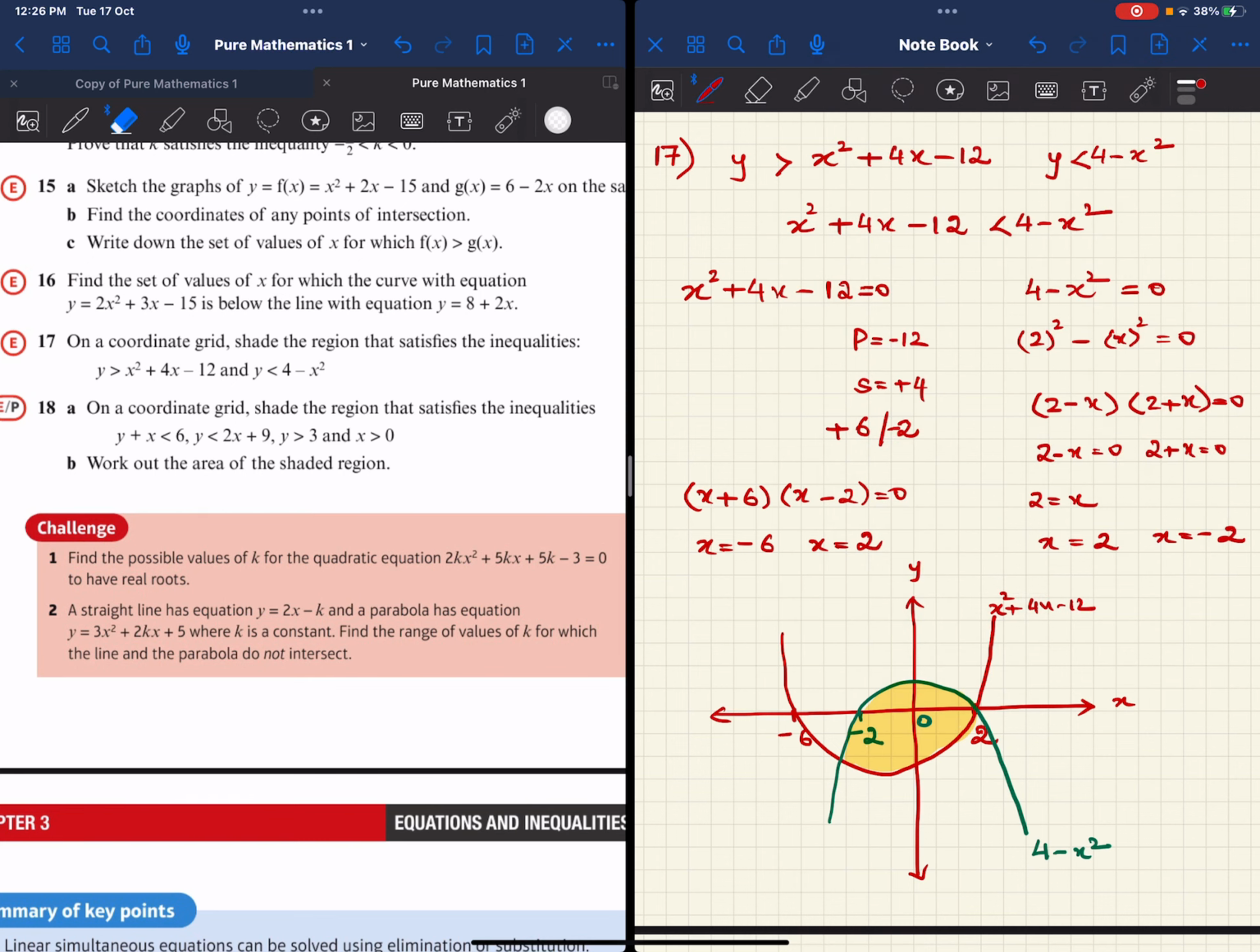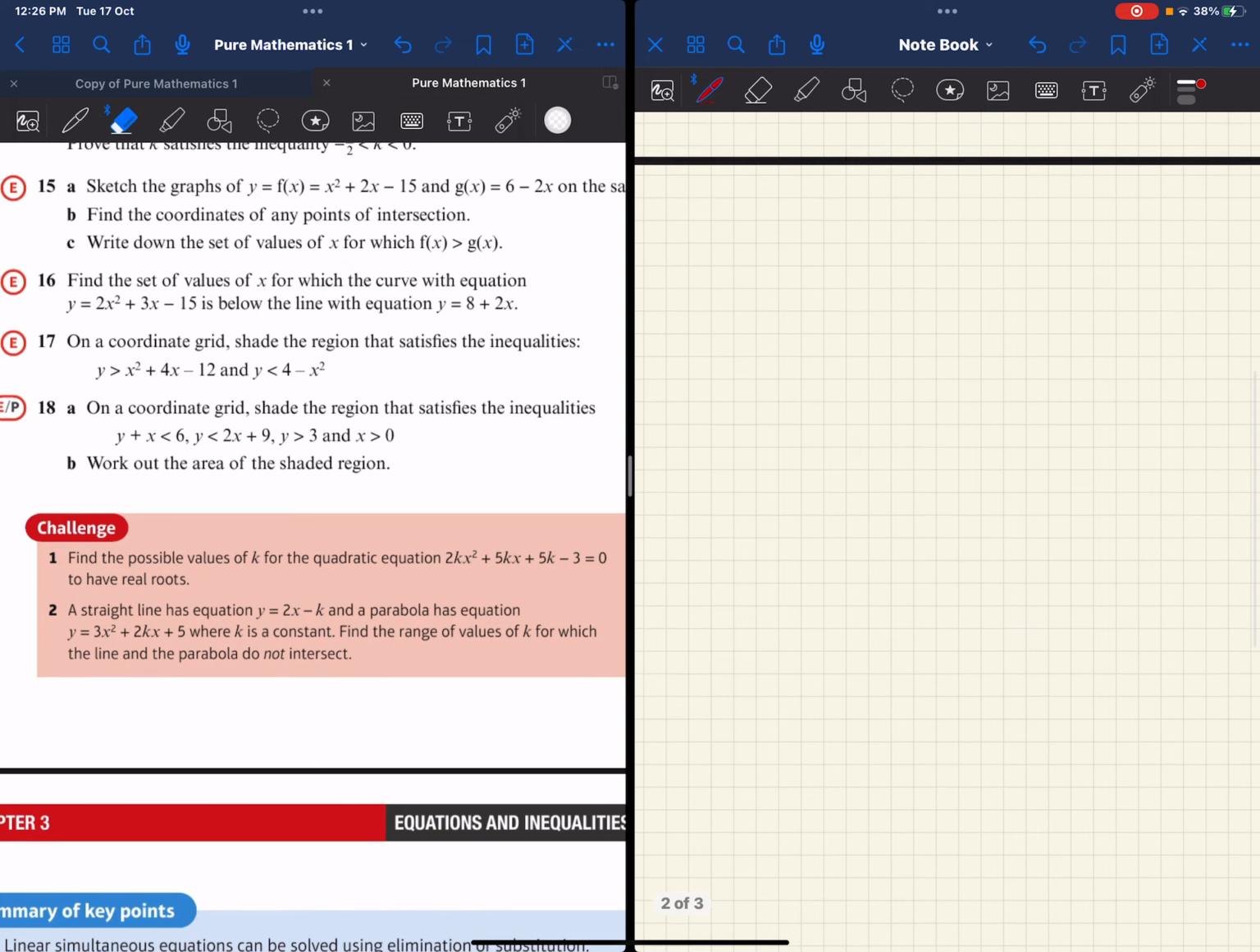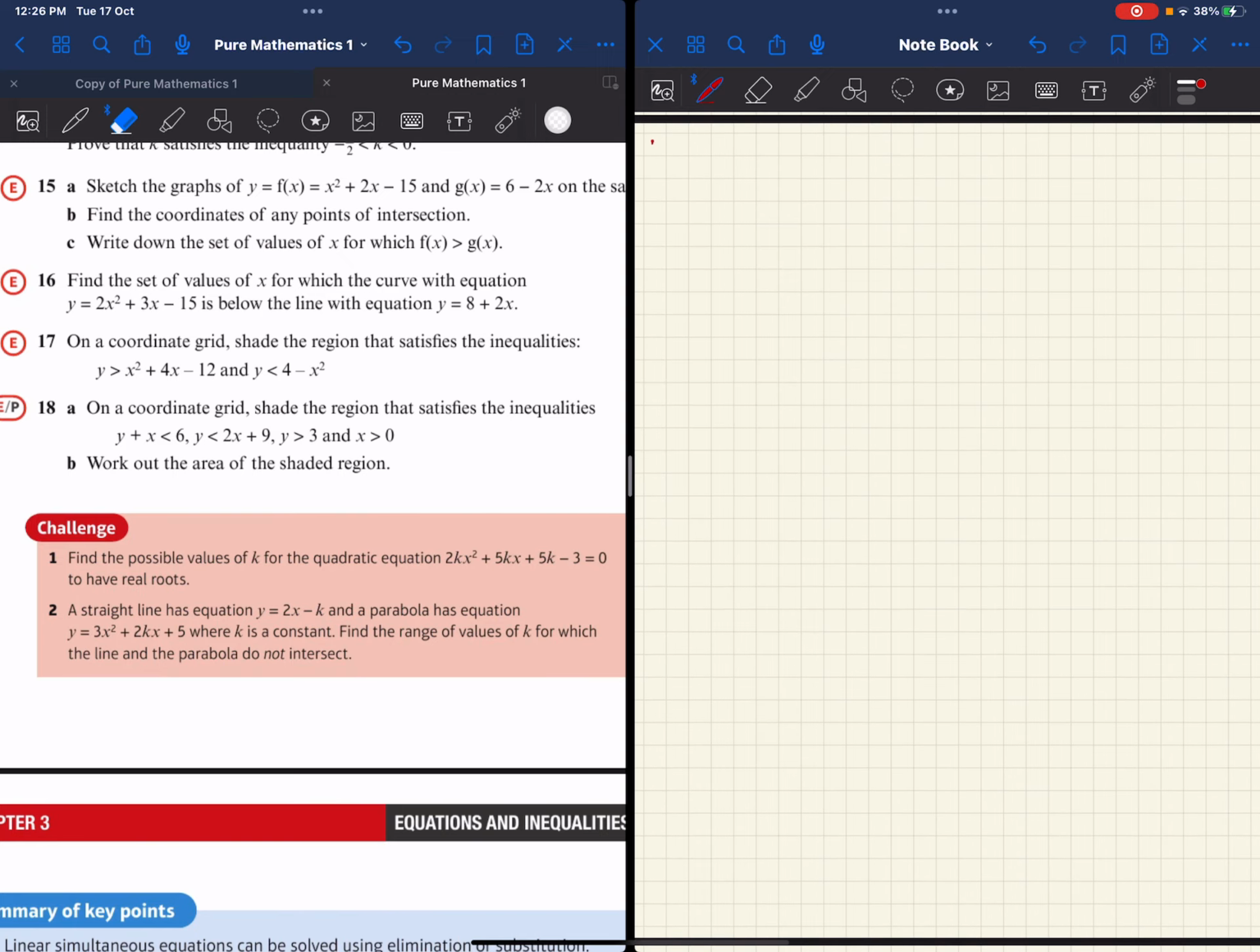Moving to the last question, question number 18. Question number 18 says, on a coordinate grid, shade the region that satisfies the inequalities. So now we have here the inequalities: y plus x is less than 6, y is less than 2x plus 9, y is greater than 3, and x is greater than 0. So let's start working with these inequalities.